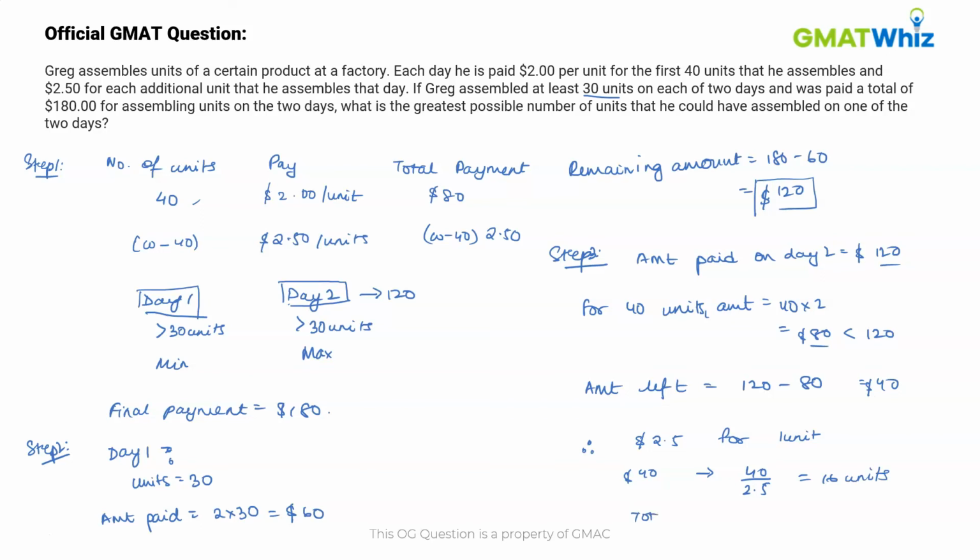So the total units produced on day 2 will be equal to 40 plus 16, which is 56. So the correct answer is option C.